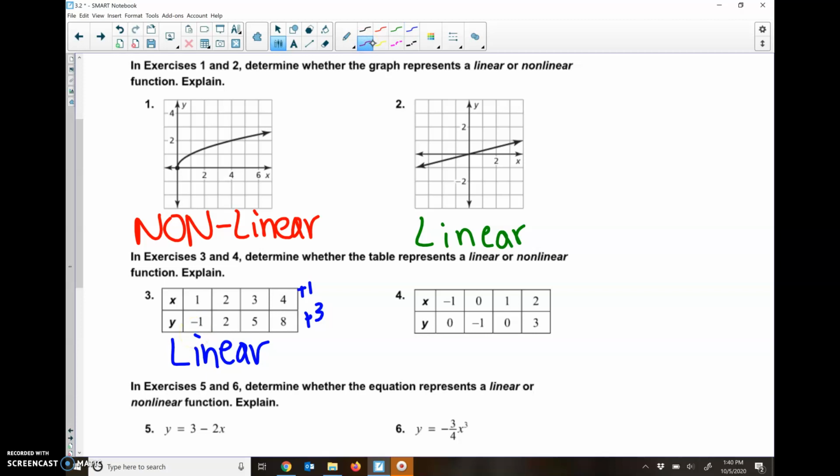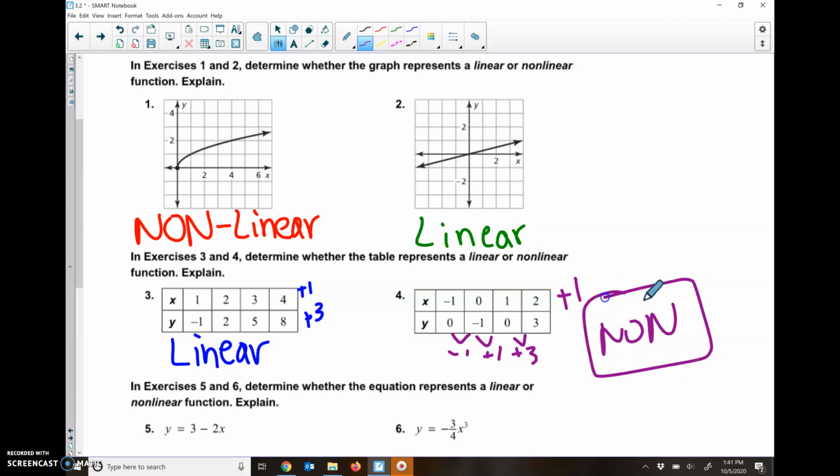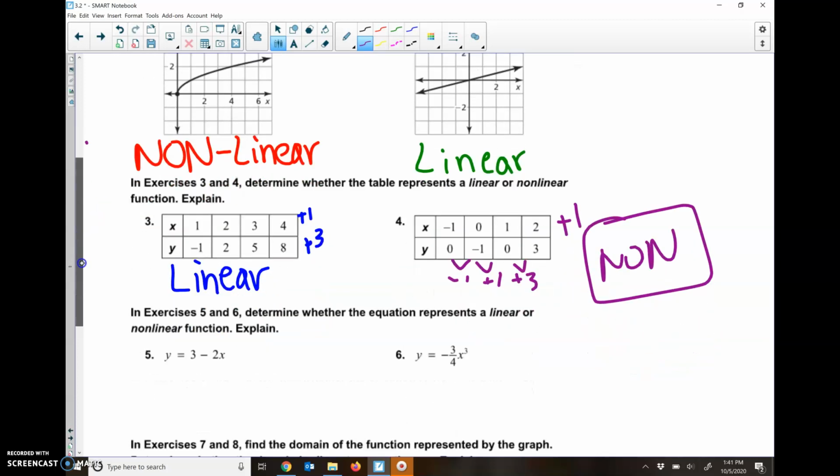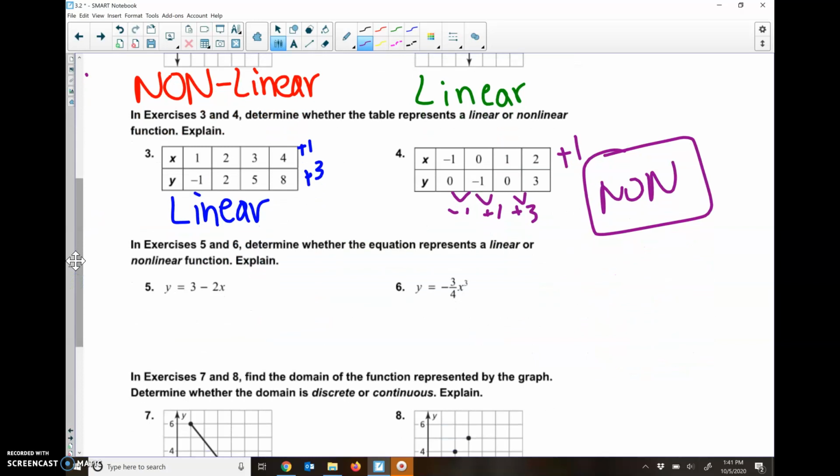All right, let's look over here. X is -1 to 0 to 1 to 2. That one looks good. We're adding 1 each time. And then from 0 to -1 to 0 to 3, that is not good. It looks like we subtracted 1 and then added 1 and then added 3. That's not a constant pattern there. So that one's going to be non-linear then because it's not going up by the same thing every time. So 3 is linear. It's going up by a constant amount every time. And 4 is non-linear.